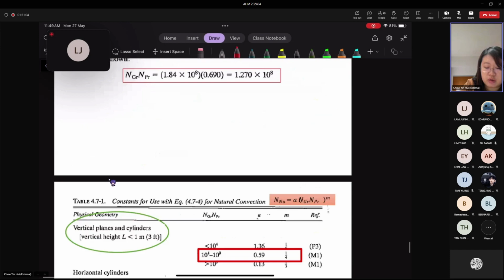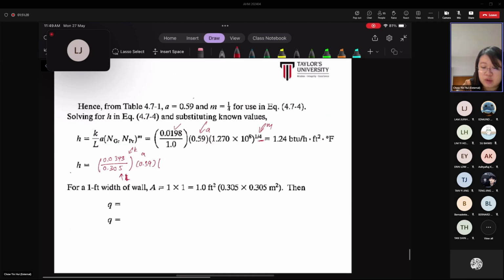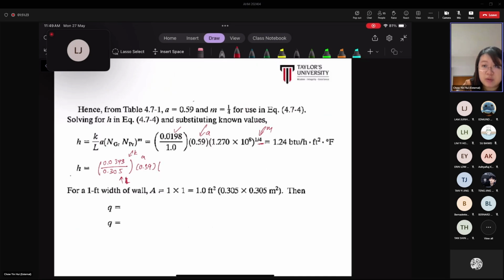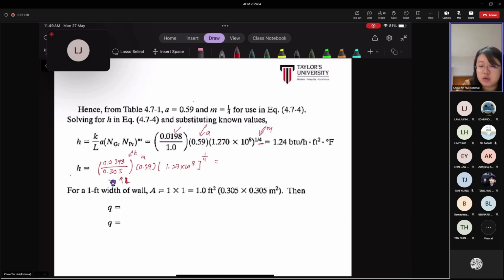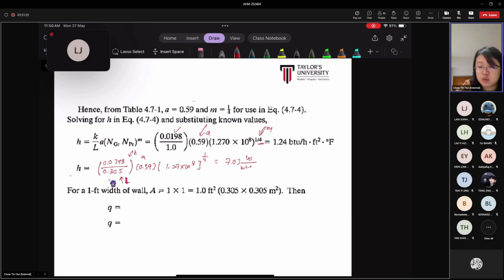Yeah, 0.305 meter. Okay, substituting it. So this is the K value. You rearrange it, right? And this is the L value. Okay, then 0.59, which is the A value just now. And then we have, so just now, the product between the Grashof and the Prandtl number is 1.27 times 10 to the power of 8. And then the M value from the table just now is 1/4. So substituting this, then we'll get 7.03 watt per meter square Kelvin for natural convection, right?